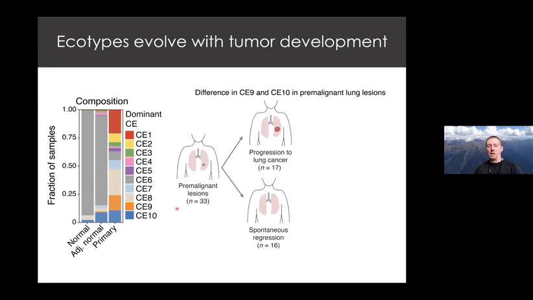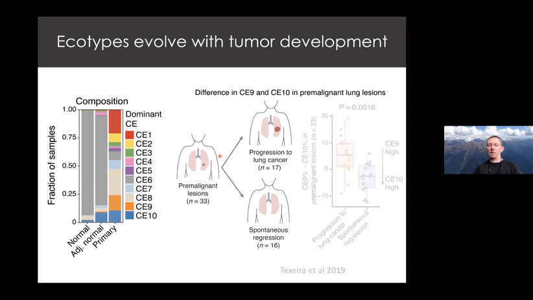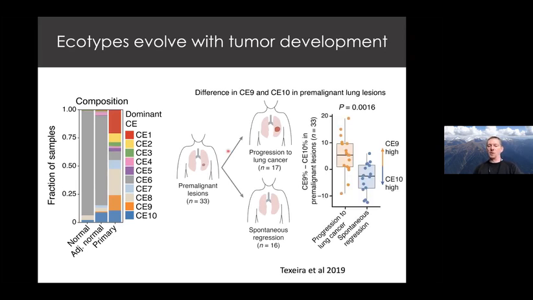There's this nice data set which was produced by Teixeira et al. a couple of years ago, where they had gene expression profiles on pre-malignant lesions from lung, and then they followed these patients over time to see who progressed to lung cancer versus who had spontaneous regression. And what we found when we projected the ecotypes onto those was that it was the patients who had a skew towards ecotype 9 versus ecotype 10 who progressed to lung cancer versus regressed spontaneously.